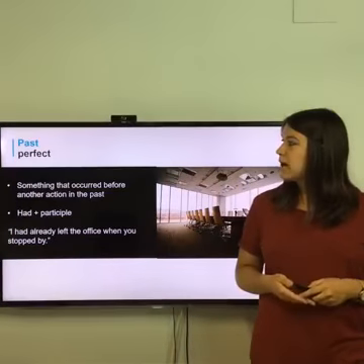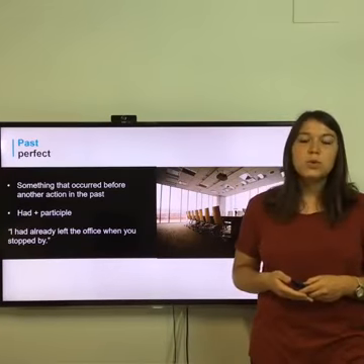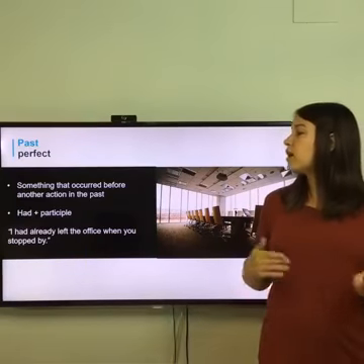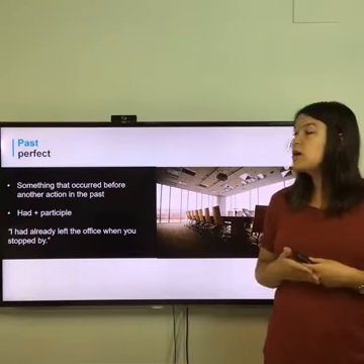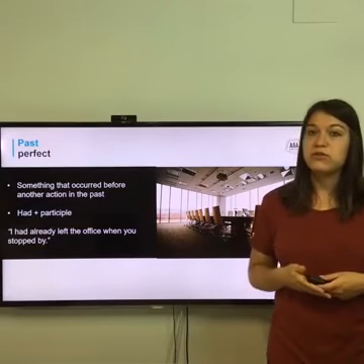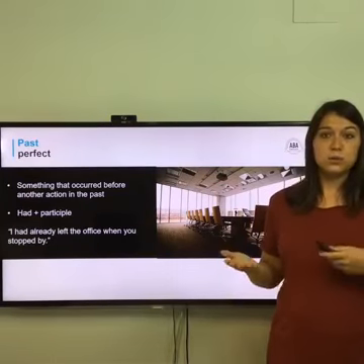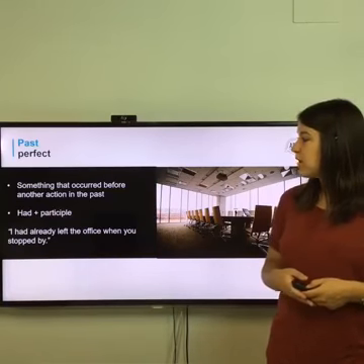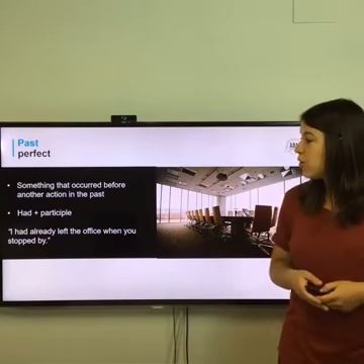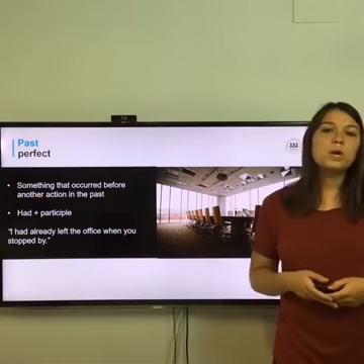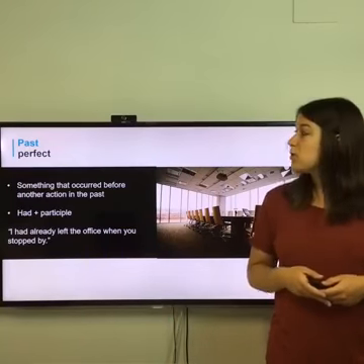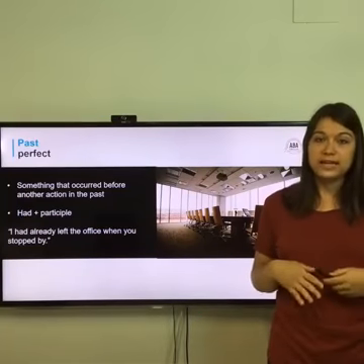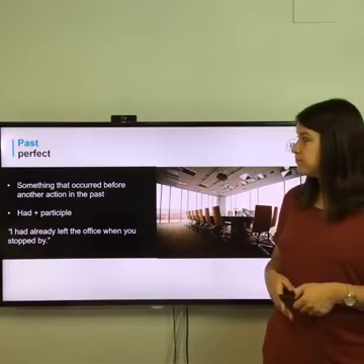Okay, next we have the past perfect. We use the past perfect to talk about something that occurred before another action in the past. We form the past perfect with the verb to have in the past, which is had, plus the participle. Okay, for example, I had already left the office when you stopped by. So the past perfect here is had left, and the adverb already goes in the middle.